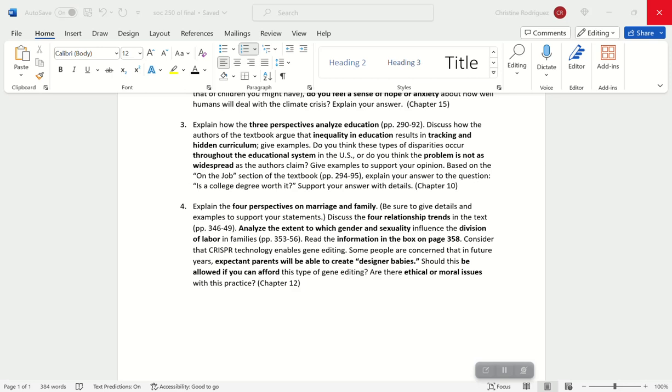Many people have money and they might want to get it right on the first try, whatever getting it right means for them. Are there ethical or moral issues with this practice? I'm asking you for your opinion. Please provide some support for your opinion, some reasons why you think what you do. And that is it. As usual, if you study, make an outline, at the very least, you should do okay.